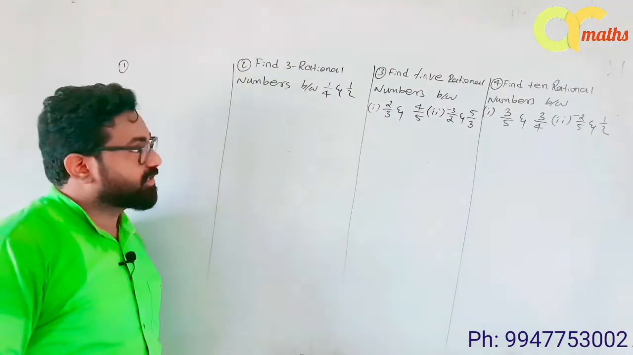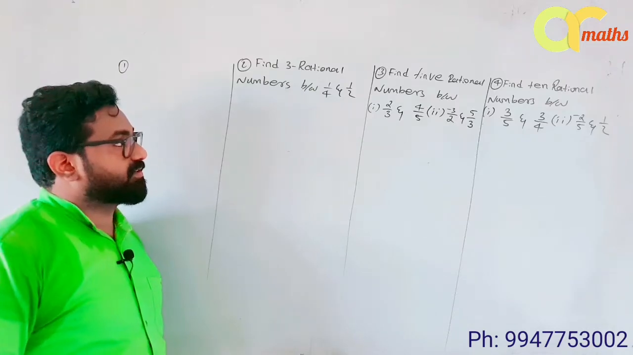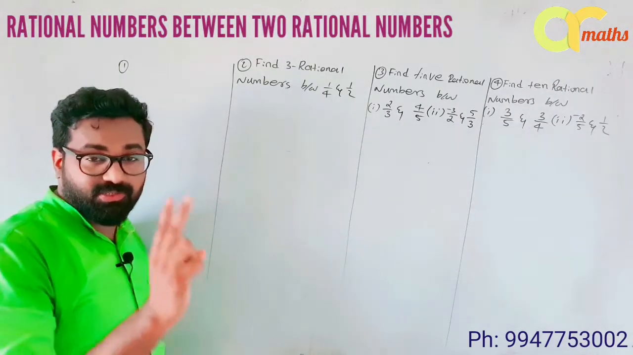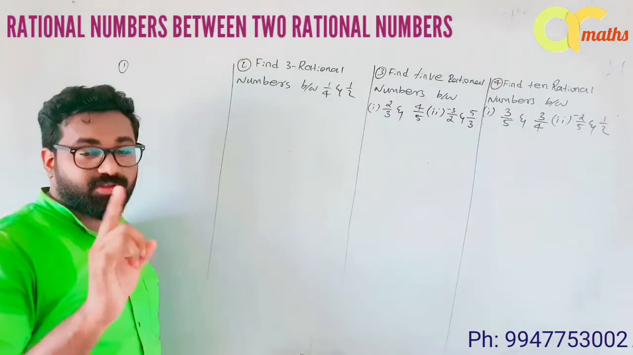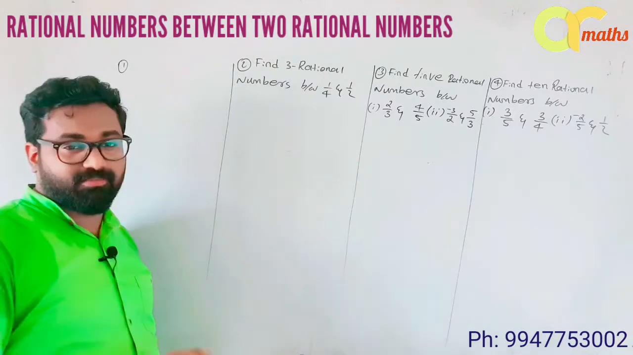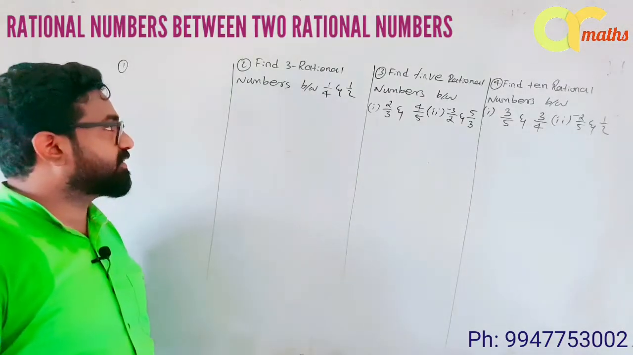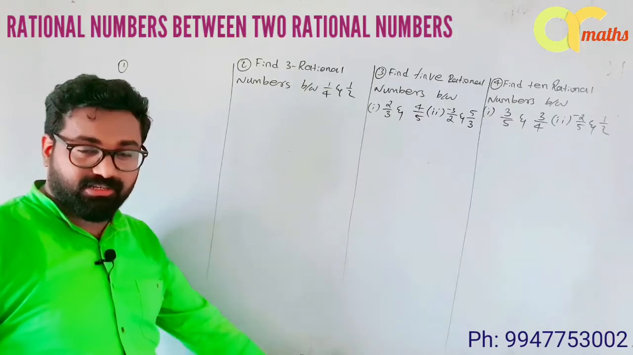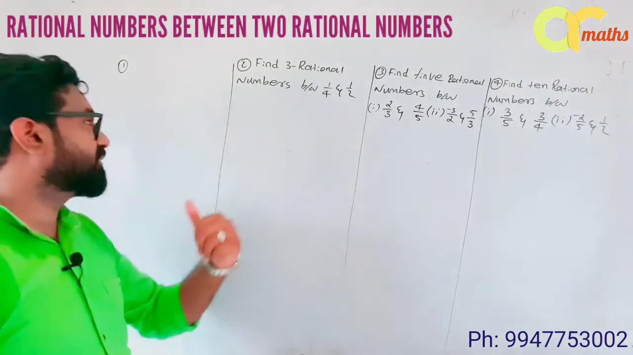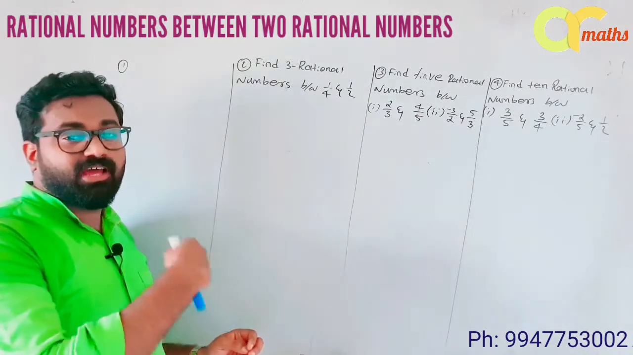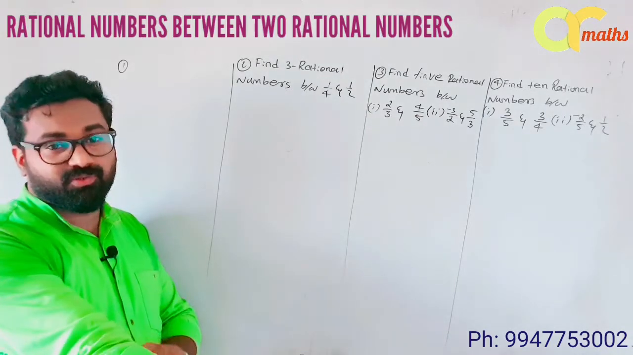So listen, next our topic is find rational numbers between two rational numbers. The first topic was finding one rational number. Here we find rational numbers: two rational numbers, three rational numbers, four rational numbers, five rational numbers between two rational numbers. How to find more than one rational number between two rational numbers?